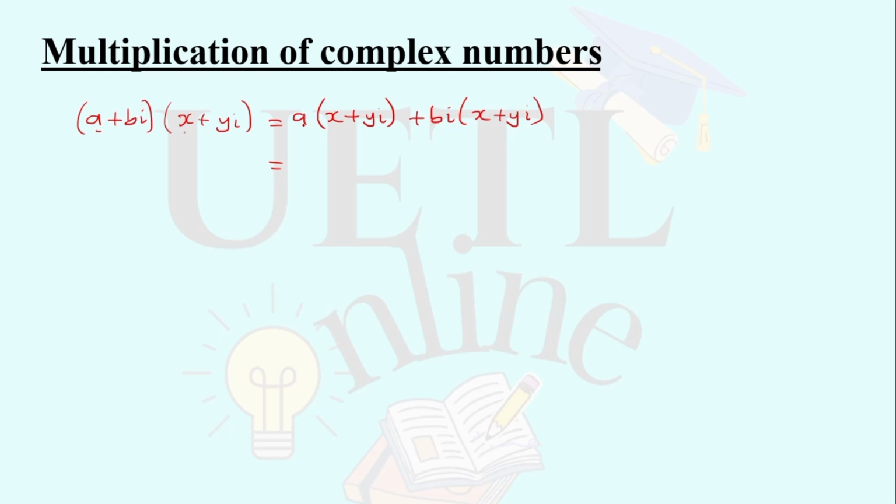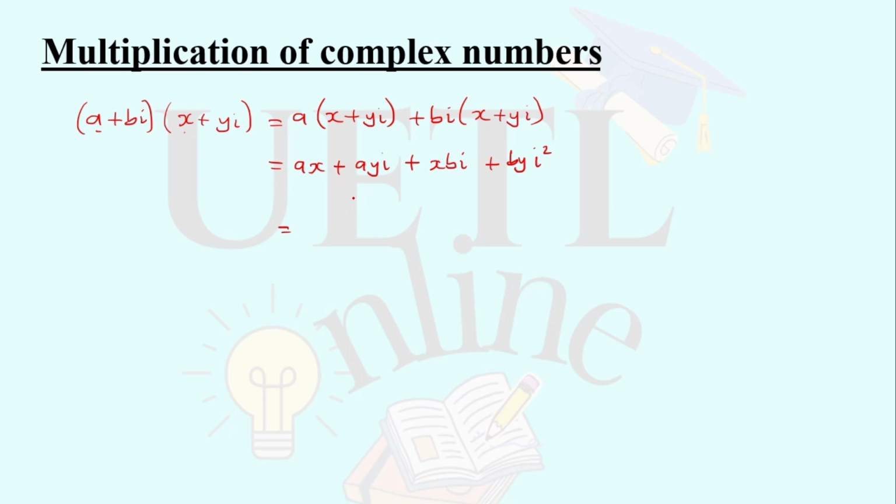Okay, so now you're going to say a times x, you're going to say ax. Then here a times yi, you're going to get ayi. Then here you're going to get bi times x, you're going to get xbi. Then here bi multiplied by yi, you're going to get byi squared. Okay, so this is it here.